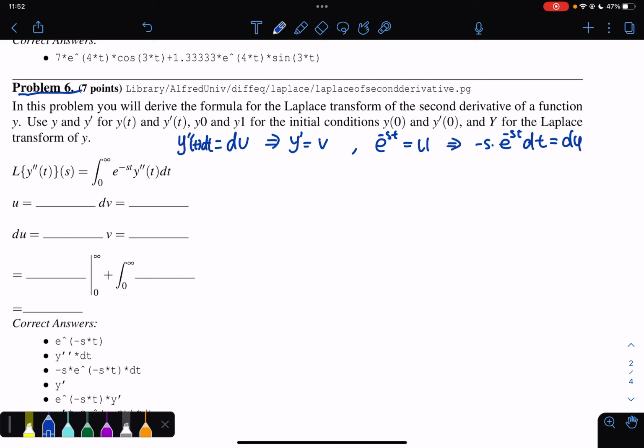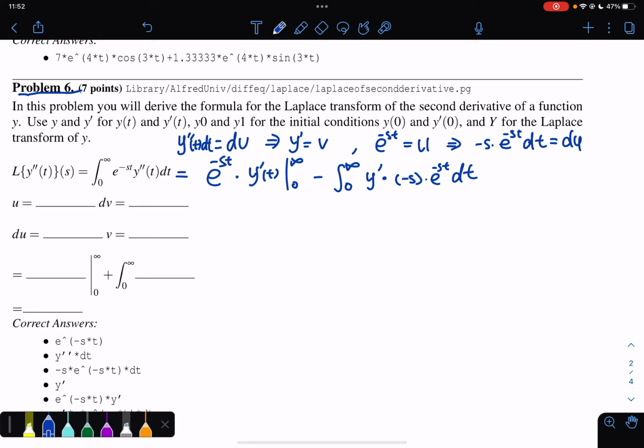Using integration by parts, I'm going to get my problem to be the same as e to the negative st multiplied by y prime, evaluated at 0 and infinity, minus the integral from 0 to infinity. We had u dv, now I need v du. So I have y prime multiplied by negative s e to the negative st dt.